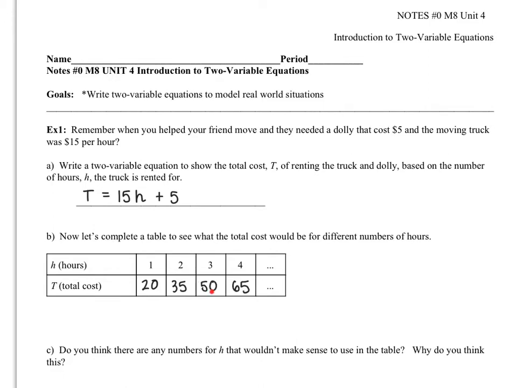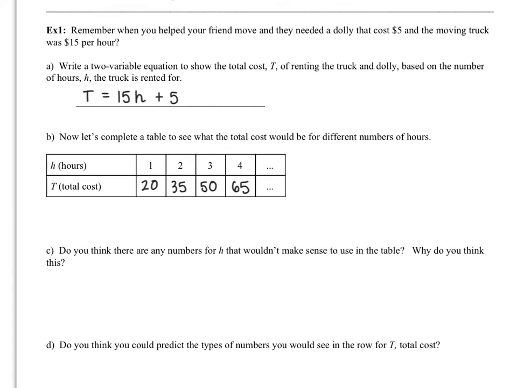So for 3 hours it would be $50, and for 4 hours it would be $65. That's because 3 times 15 is 45, plus 5 is 50, and 4 times 15 is 60, plus 5 is 65. Now I could continue this table forever, and I could keep finding the total cost for different numbers of hours. Do you think there are any number of hours H that wouldn't make sense to use in this table? Why do you think this? Take a moment to think about it, pause the video, press play when you're ready to hear what we think.